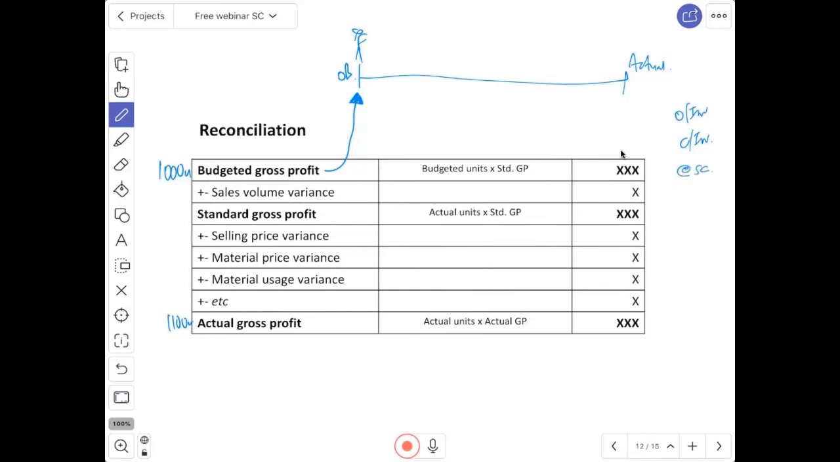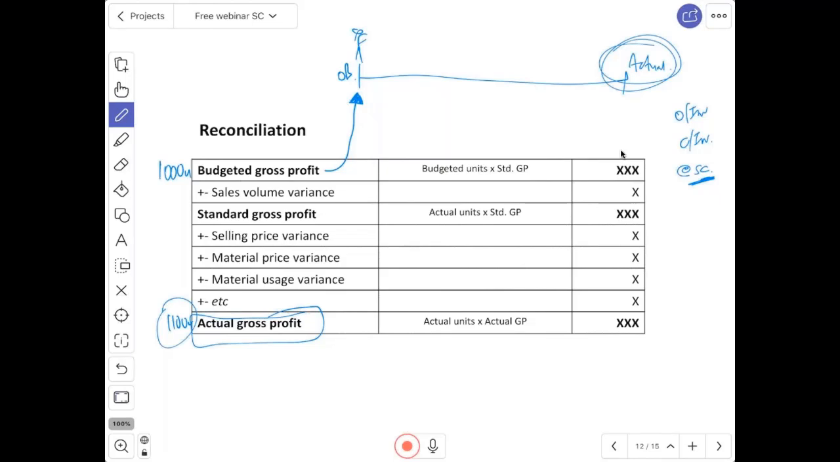So if you prepare an absorption costing income statement, you'll have sales, less cost of sales, but the opening and closing inventory will be at standard cost. So that is one thing in the actual profit that is a little bit funny. But actual profit is simply our profit at the end of the year. Actual units and our actual costs spent, our actual price per kilogram, our actual kilograms used, etc.